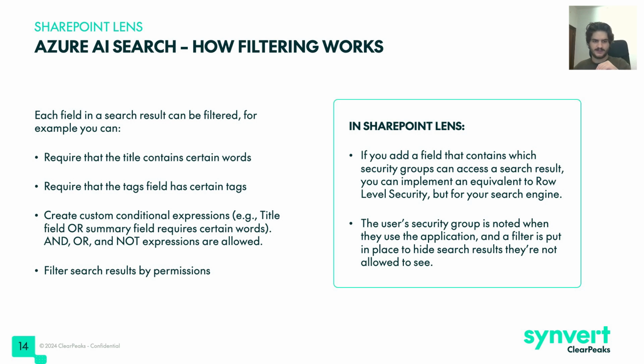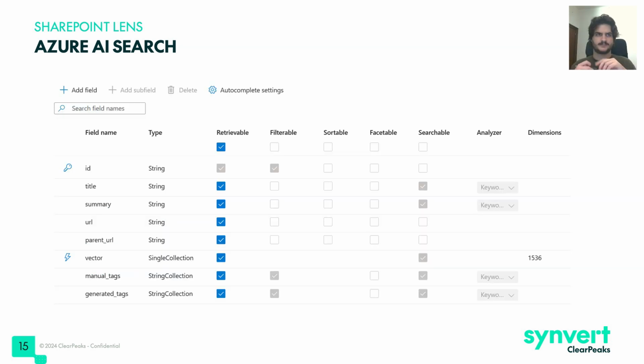One thing we have implemented with this is filtering based on security groups. We have one field that contains which security groups are allowed to see which documents. And then when you use the application in real time, your security group is taken and is used to filter through the documents, so you only see what you're allowed to see. And this is implemented in both the chatbot and the in-app portal.